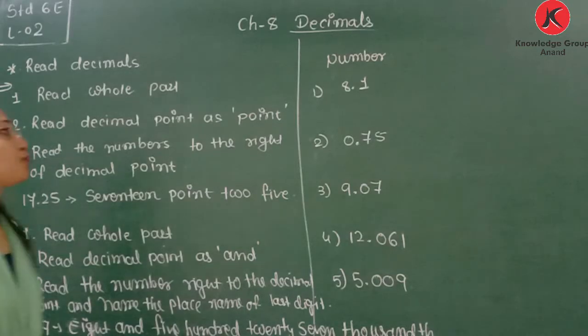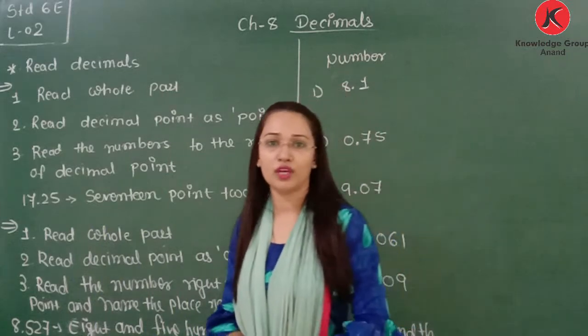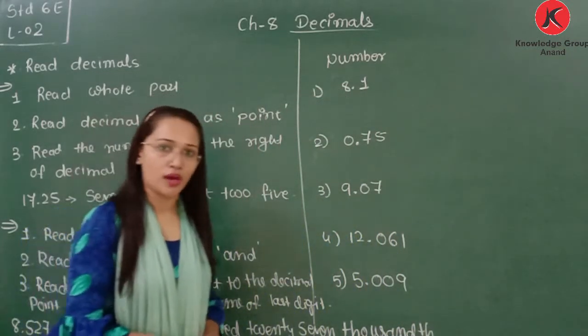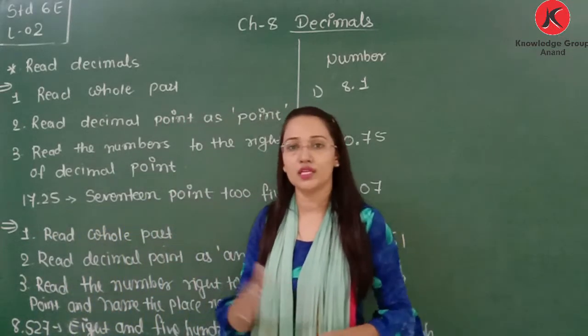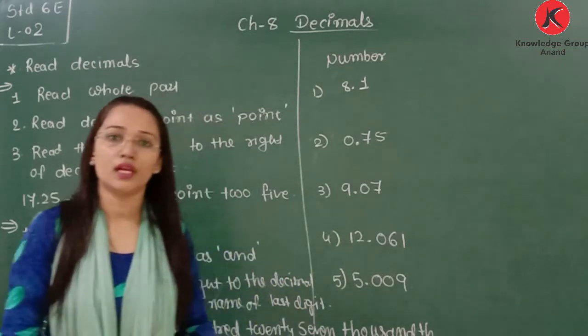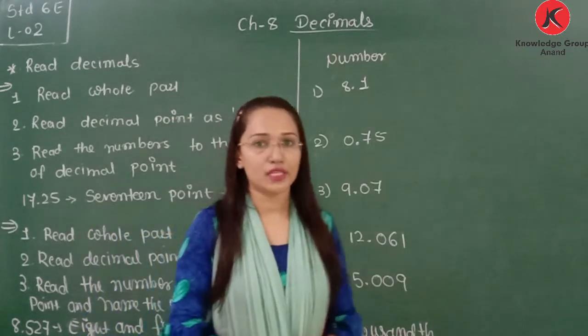Welcome back, friends. Previously we started chapter number 8, which is decimals. Now what is a decimal? It is a number that includes a decimal point. We learned that in a decimal number we have two parts: one is the whole part and one is the decimal part. Also we learned how to write the place value for each digit in a decimal number.